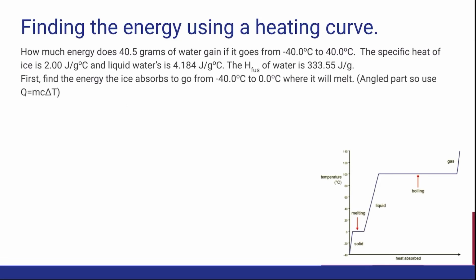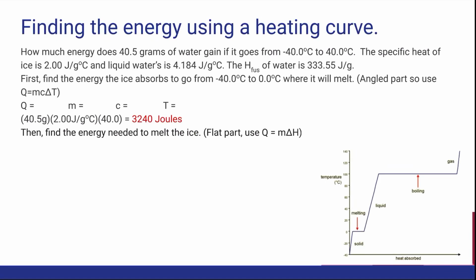First, we're going to find the energy the ice absorbs to go from negative 40 to 0 degrees Celsius, where it's going to melt. So we're looking at the angled part. So we're going to use Q equals mc change of T. We set up all four variables. Read the question again, identify them, and then plug them into our Q equals mc change of T formula. Multiply the mass times the c times the change in T, and we get 3,240 joules.